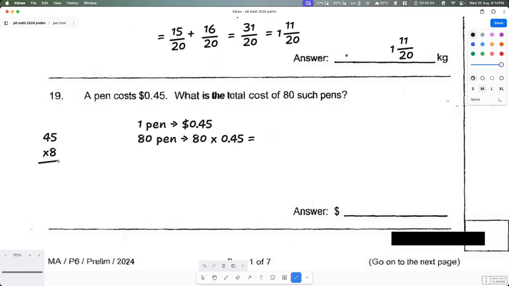Okay, so in this case, 5 times 8 equal to 40. So let me just put here. So 5 times 8 is 40, put 0, and then we put 4 here, right? 4 times 8 equal to 32. Then this will become 36. 360. Yes, correct. 360.